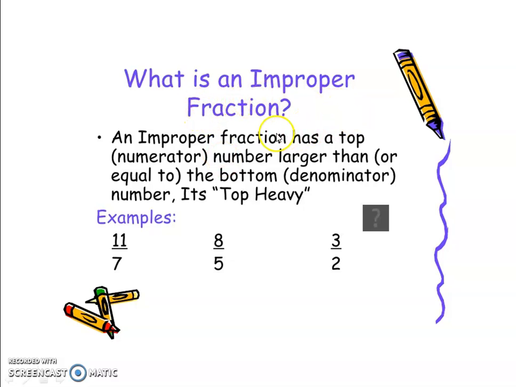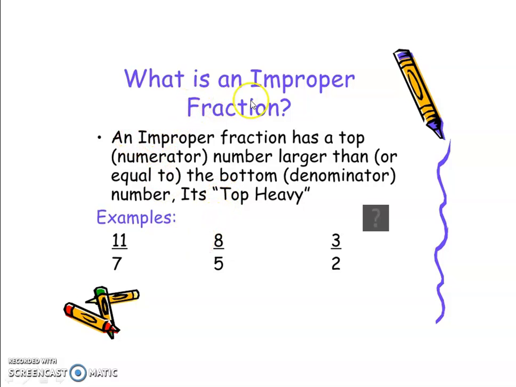What is an improper fraction? An improper fraction has a top number larger than the bottom number. It is top heavy. What does that mean? The denominator number is less and the numerator number on top is higher. That is called an improper fraction.